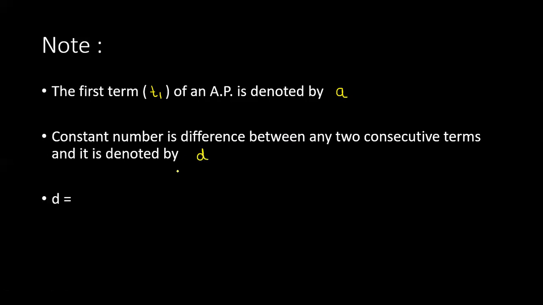So how do we find out D? We will find the difference between any two consecutive terms. That means if one term is Tn, my previous term will be T of n minus 1, and we will find out the difference between those two. Now let us see the nth term of an AP. And what is the use of this?